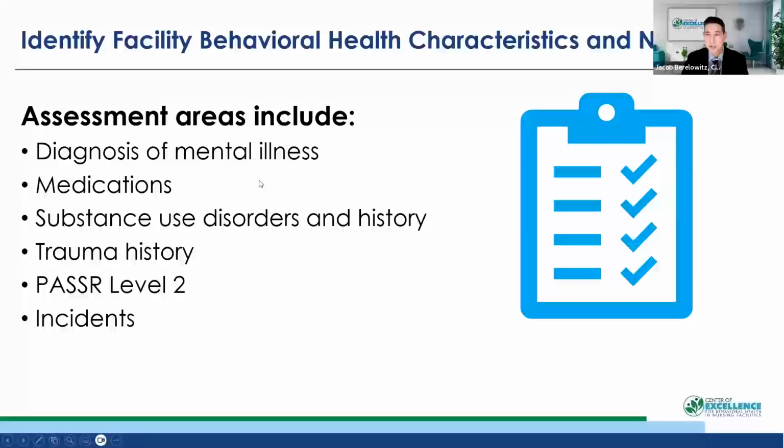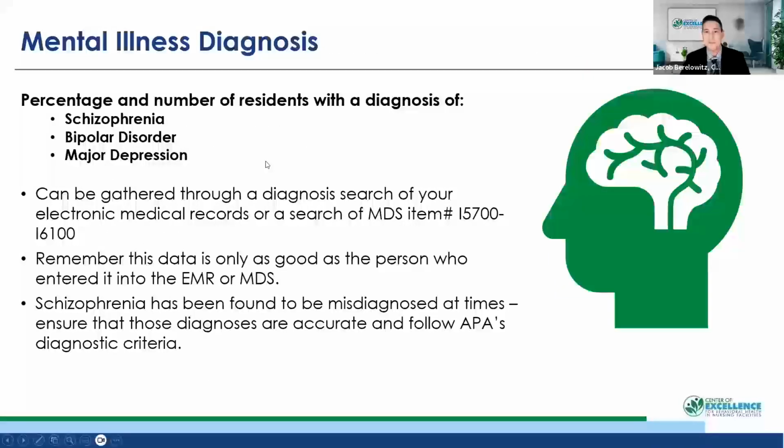And so let's jump right into the first one, mental illness diagnosis. For this, we're going to look at serious mental illnesses: schizophrenia, bipolar disorder, major depressive disorder. And we're going to gather a number of how many residents in the facility currently have a diagnosis of one of these disorders.